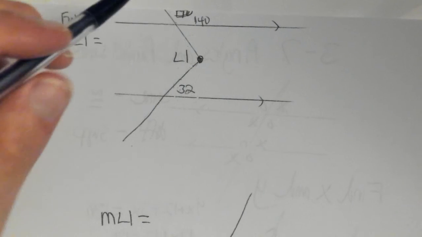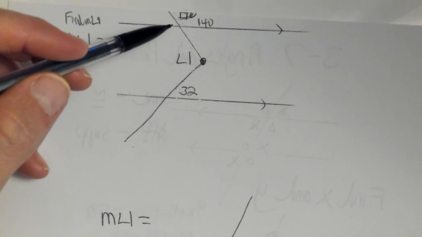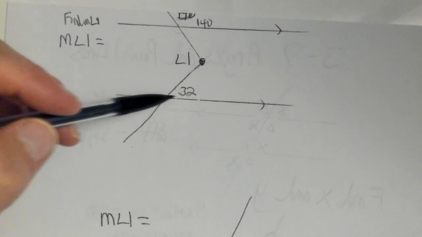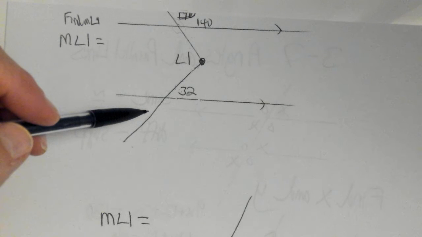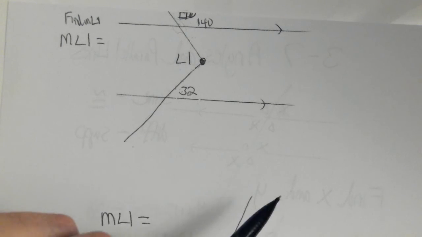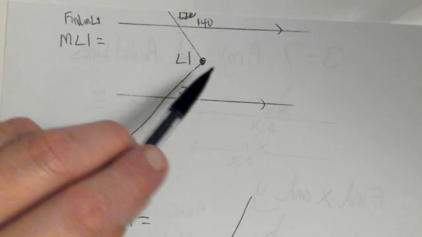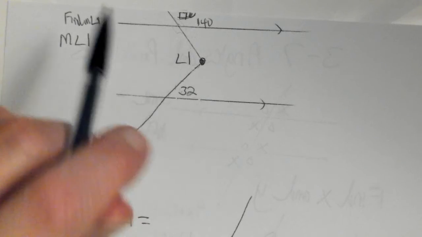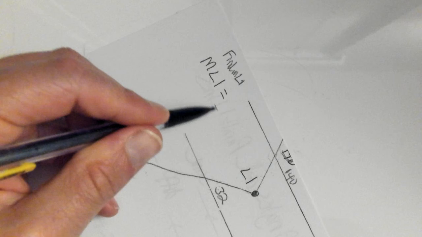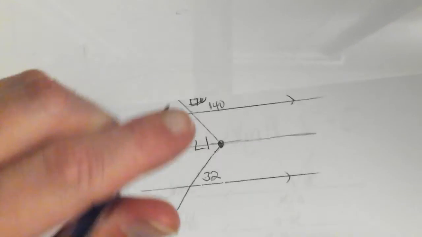Now, here's what we got to think about. If this is 140, then I know this one's 140, and if this is 32, I know this is 32. But how does it relate to this point in the middle? Well, here's the deal. On this one, if we're going to try to utilize alternate interior angles and whatnot with these other two lines, I'm going to have to draw in a third parallel line. So I'm going to go ahead and draw in a third parallel line. You'll see how this helps me in a minute.